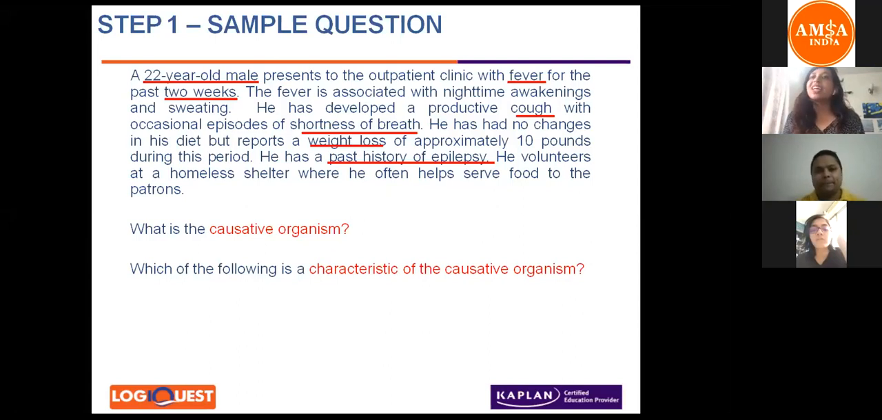Okay, let's ask our viewers, what do you guys think? Which of the following is the characteristic of the causative organism? And if you expect me to open up the answer choices, that's not going to happen, because I need to know what you know, right?